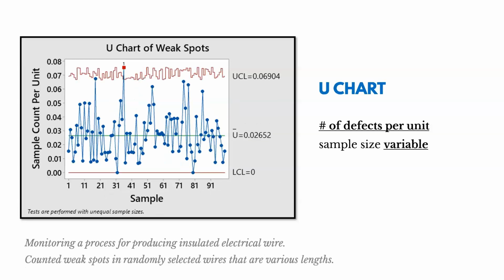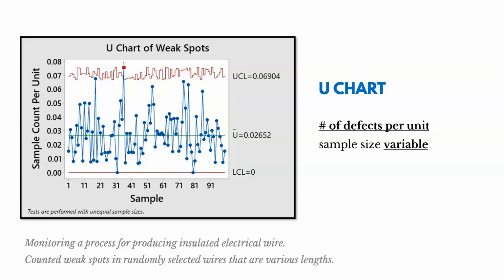Then we can look at the U chart. This is a little different from C. The only change is that the sample size is variable. So we're still looking at defects, but it's the number of defects per unit, not the total number of defects, number of defects per unit.